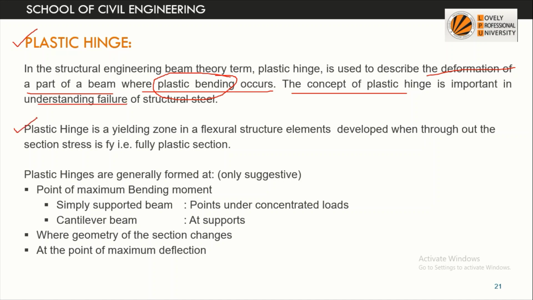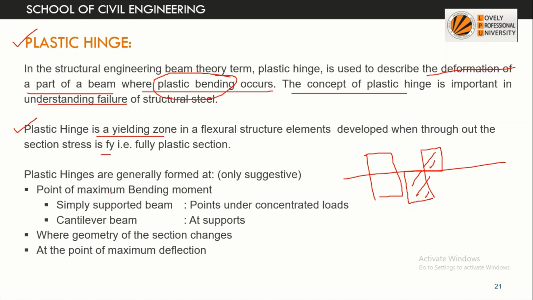So plastic hinge is a yielding zone in a flexural structural element, developed when throughout the section the stress is Fy. Suppose this is the cross section, and throughout the section the stress is Fy. It has plastified and the stress value throughout the section is Fy. Such a state is called the yielding zone in a flexural structural element.